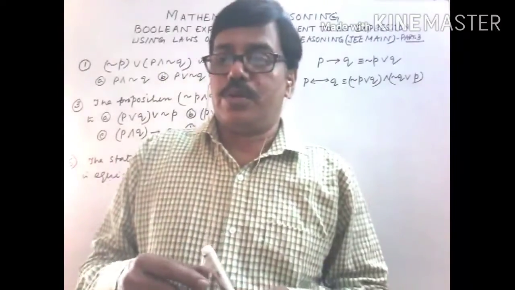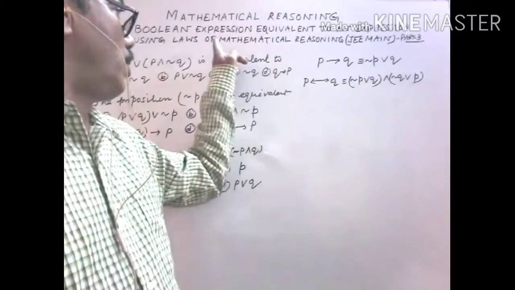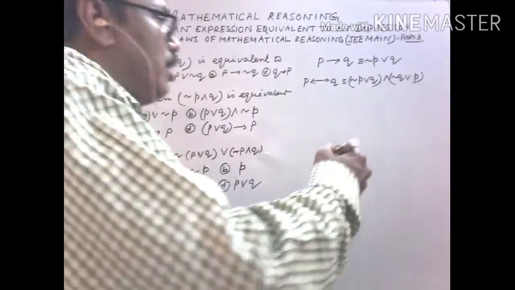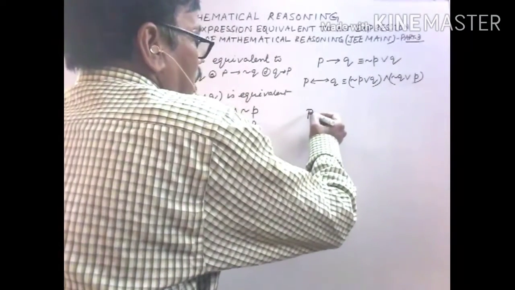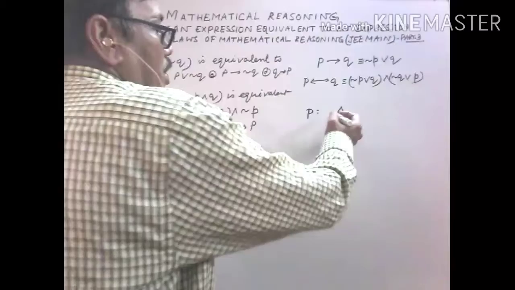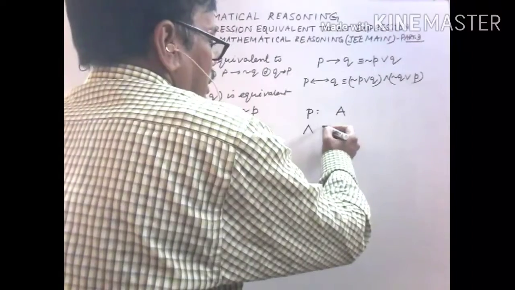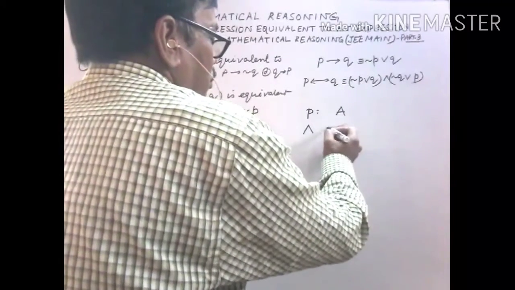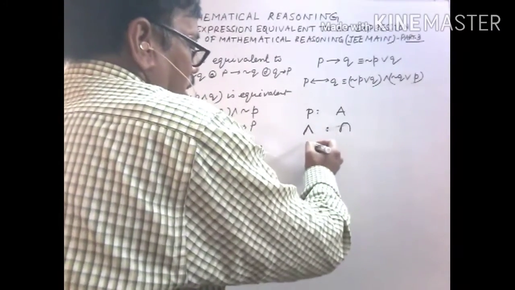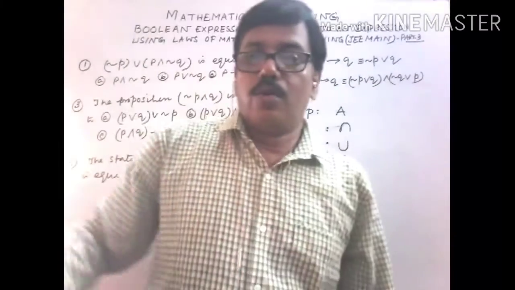So, we use laws of set. It is equivalent to this mathematical reasoning. The laws are equivalent to laws of set. Only, we have to replace the statement P in terms of set A, and replace conjunction in terms of intersection and disjunction in terms of union.